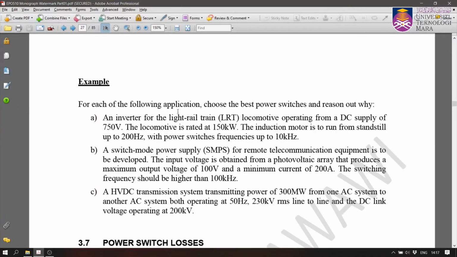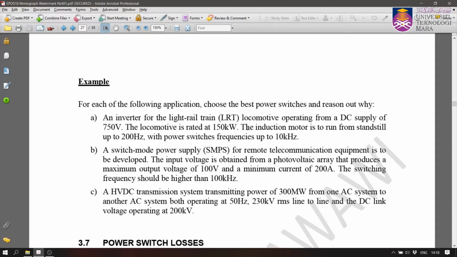And sometimes there is a question that asks you to select the best device that can be used for an application. For example, an inverter for a light rail train, LRT locomotive, operating from a DC supply of 750 volt. The locomotive is rated at 150 kilowatt. The induction motor is to run from standstill up to 200 with power switch frequency up to 10 kilohertz. So the best way is to use the BJT, for example.